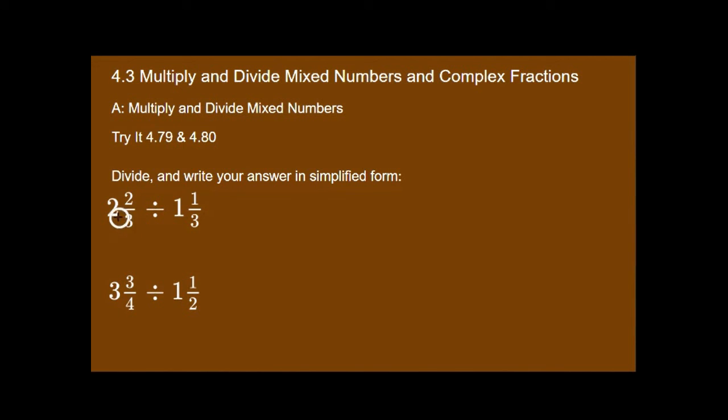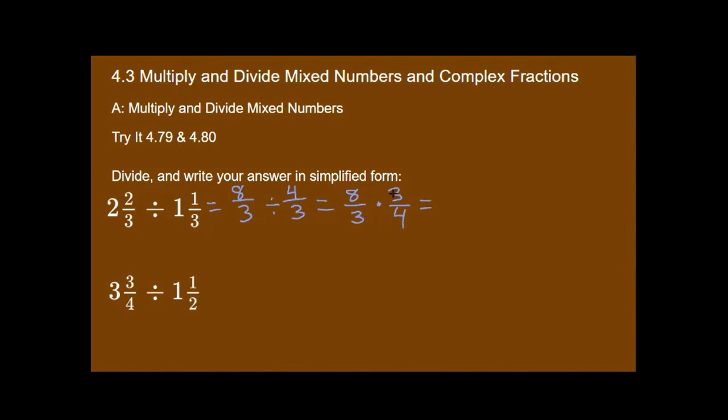We'll start by changing 2 2/3 into an improper fraction. 3 times 2 is 6, plus 2 is 8, and we keep the same denominator, which is 3, divided by 3 times 1 is 3, plus 1 is 4, keep the same denominator. Change this to a multiplication problem. 8/3 times 3/4, right? The reciprocal of 4/3 is 3/4.